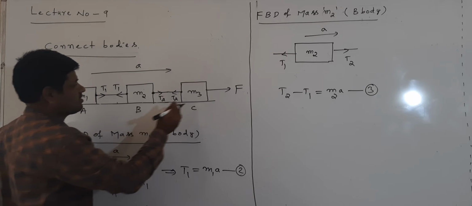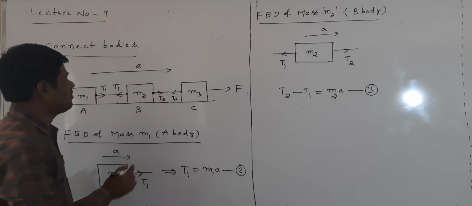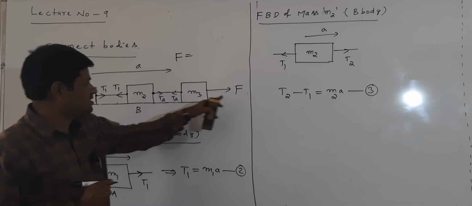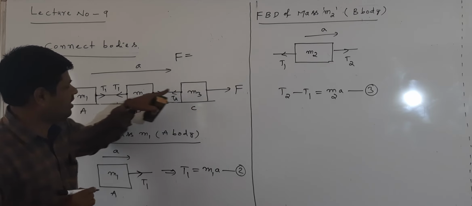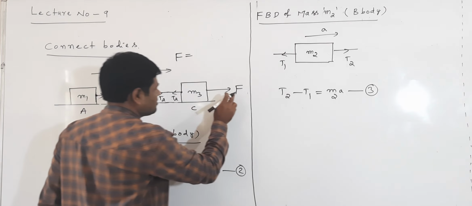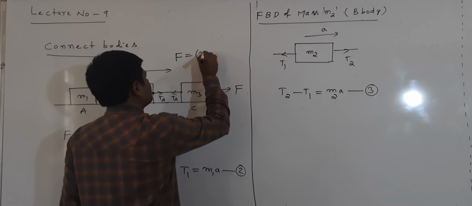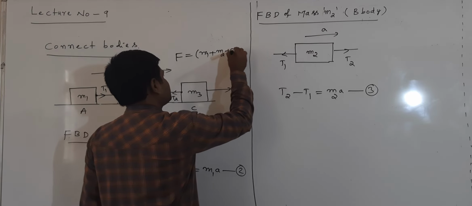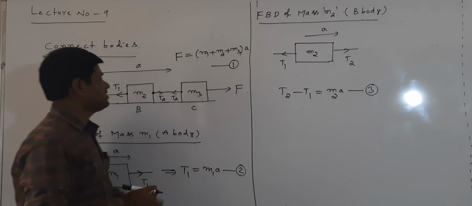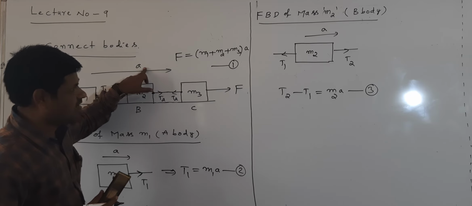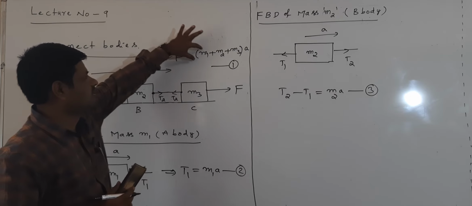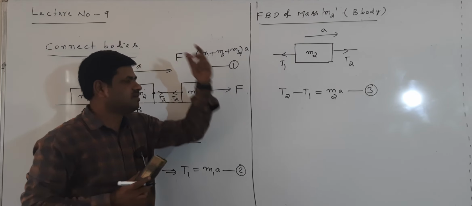Now what is equation 1? It means the net force we are writing here. Net force can be written as follows. This force F is pulling the M1 body, M2 body and M3 body. So net force can be written as mass into acceleration, which means the total mass of the system, M1 plus M2 plus M3, into A. The total system is moving with acceleration A. The total force can be written as F is equal to M1 plus M2 plus M3 into A. This is given as equation number 1.